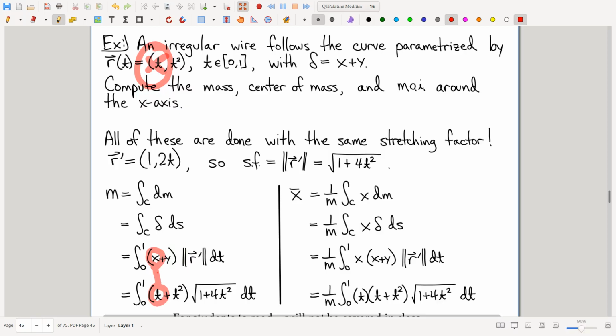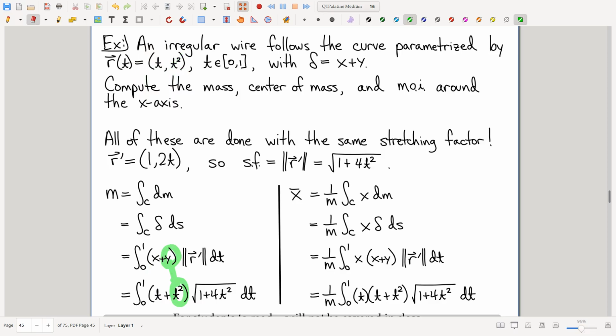What do you think? Everybody all right with that? Cool. Okay. Likewise with y, of course, you'll notice y is t squared, and so like so.